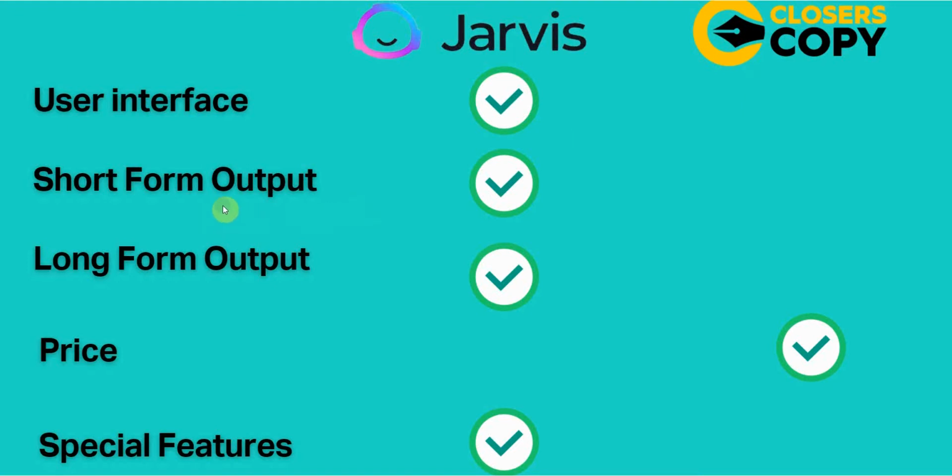When it comes down to short form output, judging by Grammarly Premium's numbers, Jarvis is the clear winner. When it comes to long form output, it's actually kind of a tie, but I think Jarvis is a little bit better than ClosersCopy. It's very, very close, depending on the topic, but I think overall Jarvis does a better job. But when it comes to price, hands down, ClosersCopy is way better because it's one of the few AI writing software that has no restrictions when it comes to when you buy it.